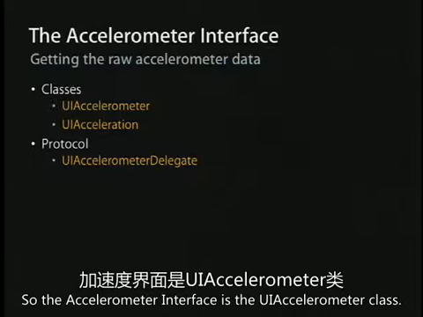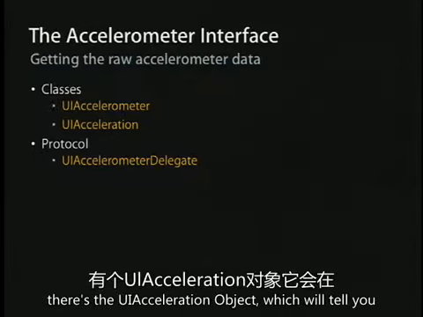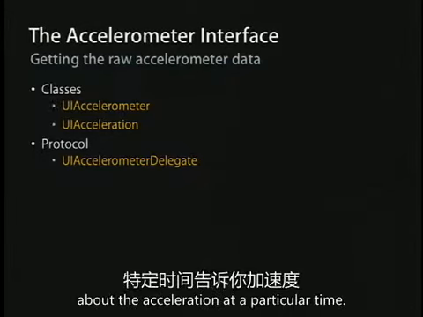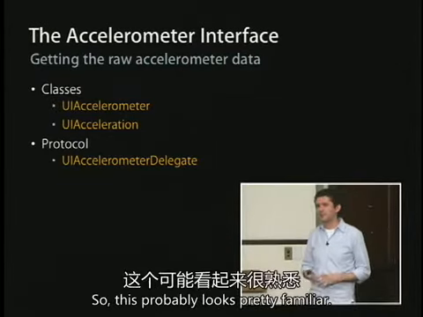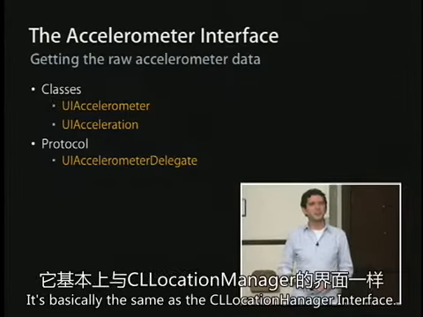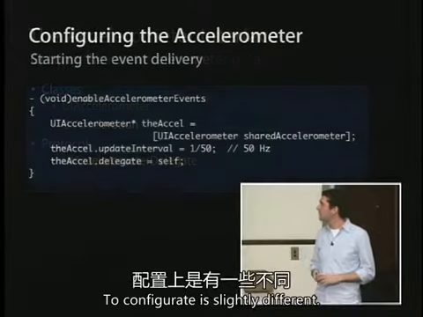So the accelerometer interface is the UIAccelerometer class. There's a UIAcceleration object, which will tell you about the acceleration at a particular time. And again, a UIAccelerometerDelegate. So this probably looks pretty familiar. It's basically the same as the CLLocationManager interface.